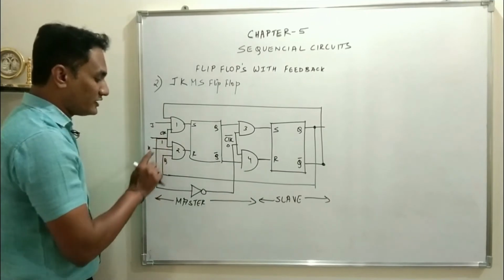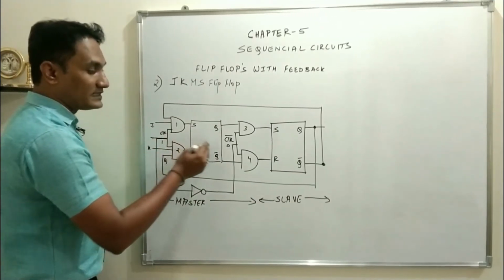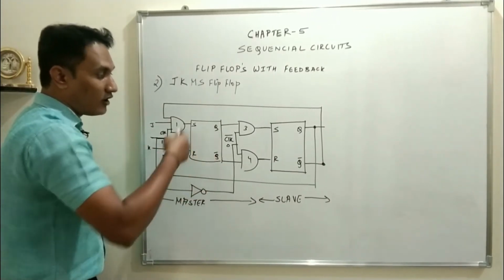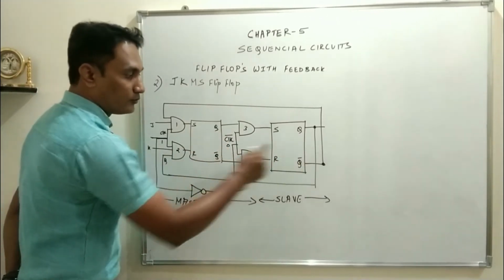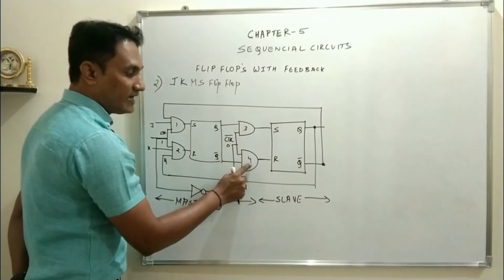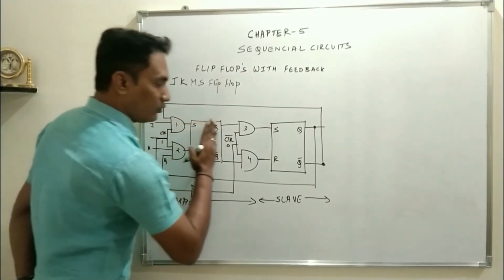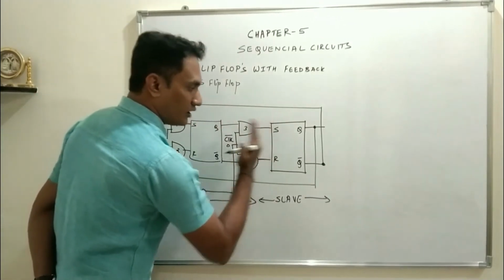So if input is provided here, the input will change the output condition of only the first flip-flop, that is master, not the output, because these two AND gates will be deactivated. But that means change will occur only up to this point, not beyond that.